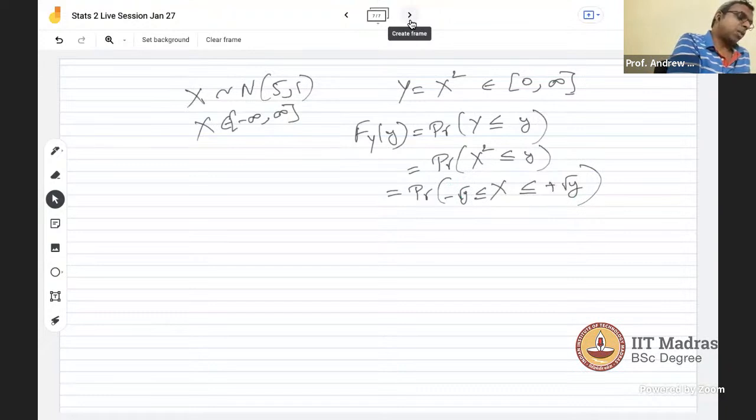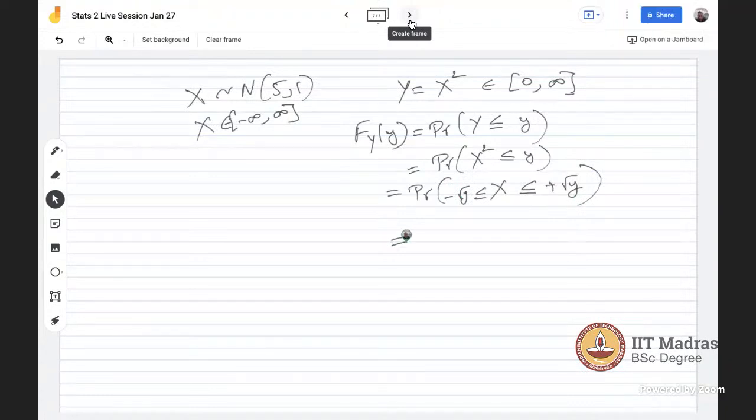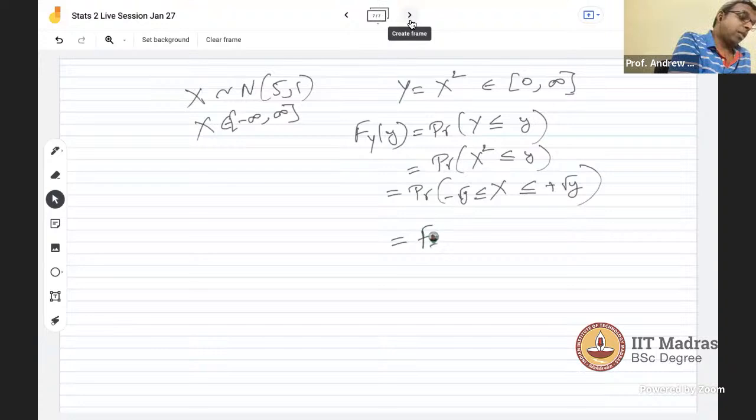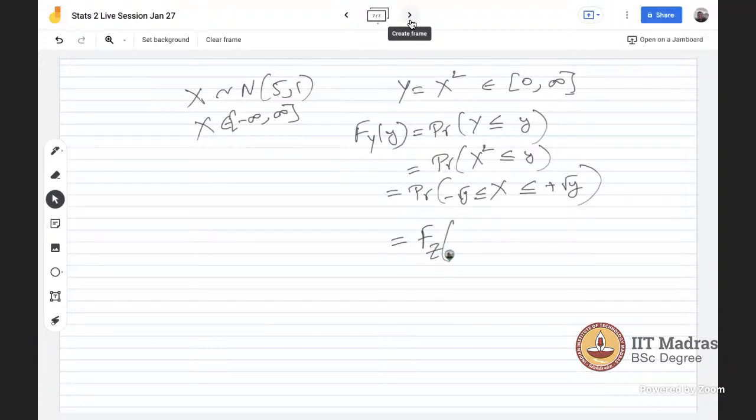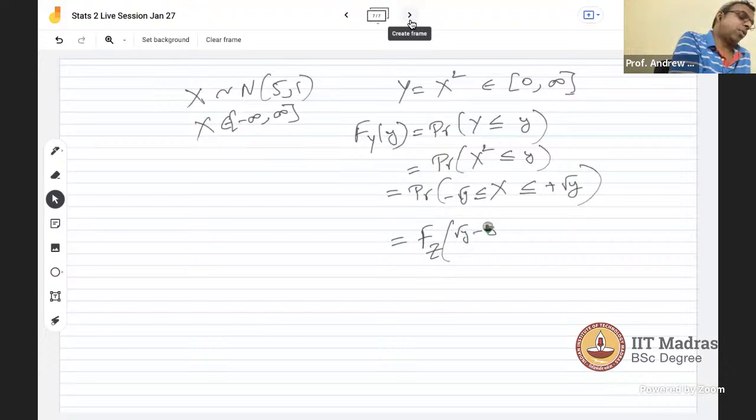How do you write this in terms of FZ? Who can tell me that? F_Z of root y minus F_Z of minus root y. F_Z of what? Just root y? Root y minus 5. Minus F_Z of minus root y minus 5. Yeah, isn't it? So that's the CDF.